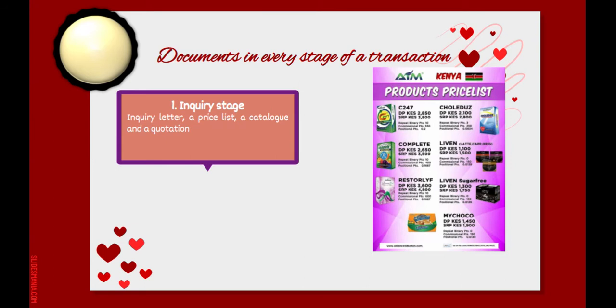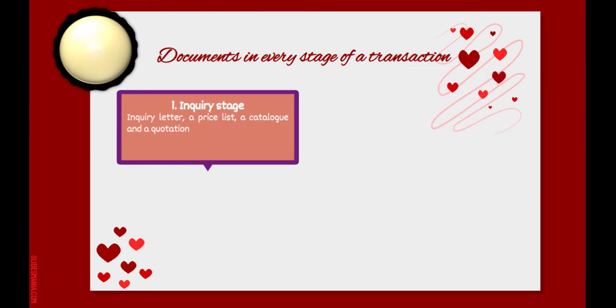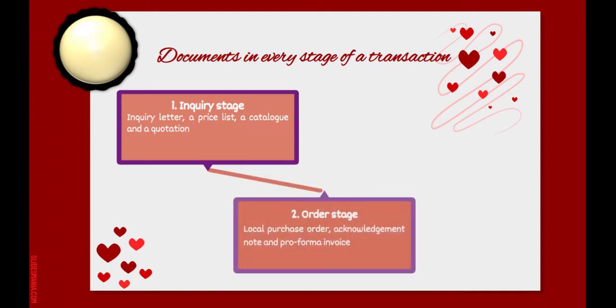After receiving the replies to inquiries in form of a price list, a catalog, or a quotation, a prospective buyer will study the terms and conditions stated in them and then make a decision to buy the product. And this takes us to the order stage. As you can see, there are three documents that are issued at this particular stage: an order, an acknowledgement note, and a pro forma invoice.